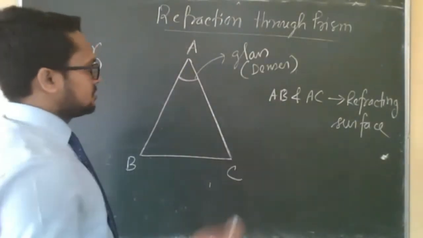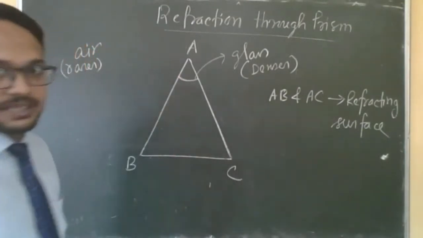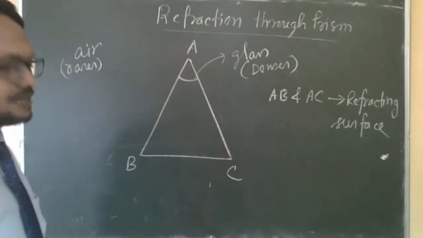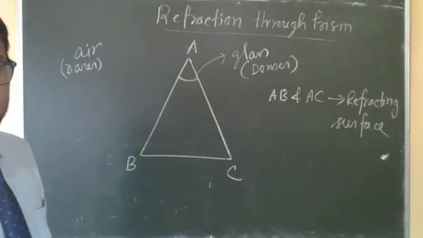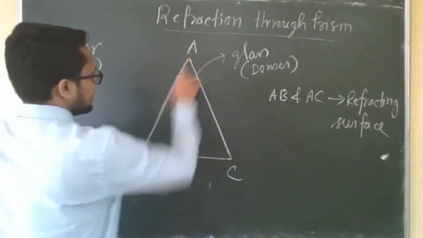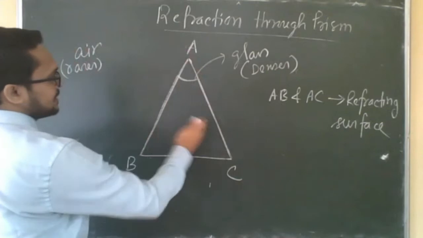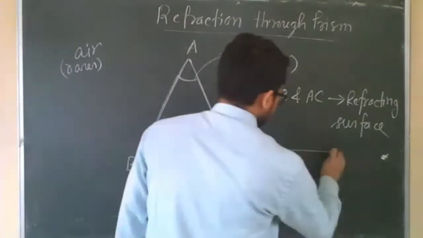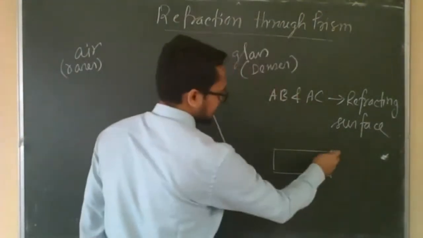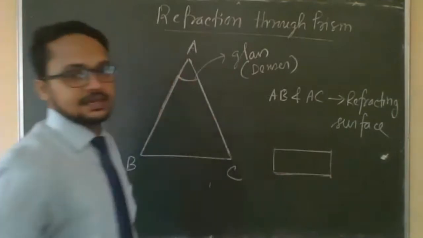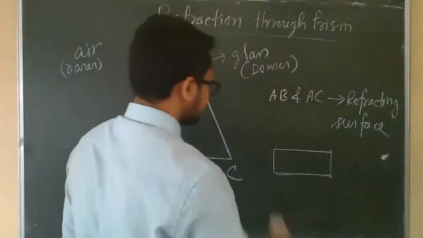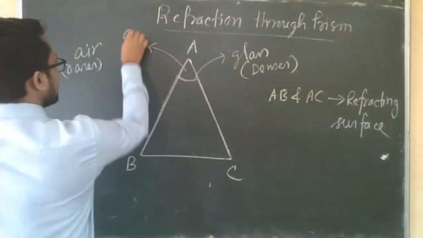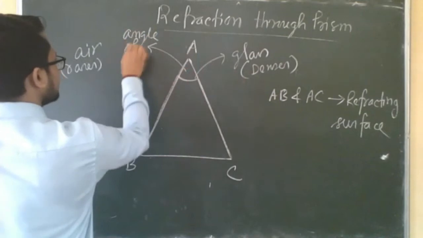Suppose you get a short question: at which surfaces of a prism does refraction occur? Suppose this triangle is given, it is a glass prism. At which surfaces will refraction occur? The answer will be at AB and AC. In the glass slab we had seen, there are also two refracting surfaces, this one and this one, but there they were parallel. The angle was 0. Here there is some angle. That angle is called the angle of prism.